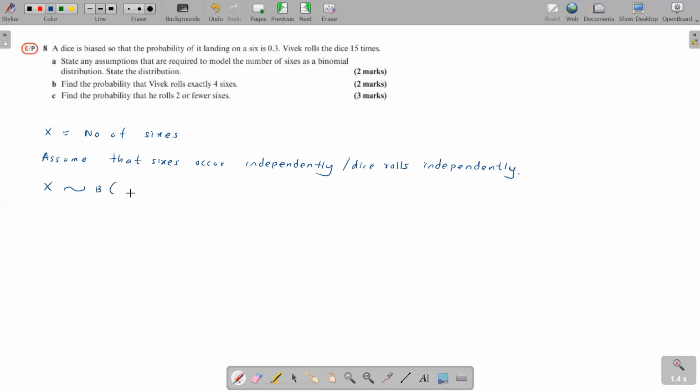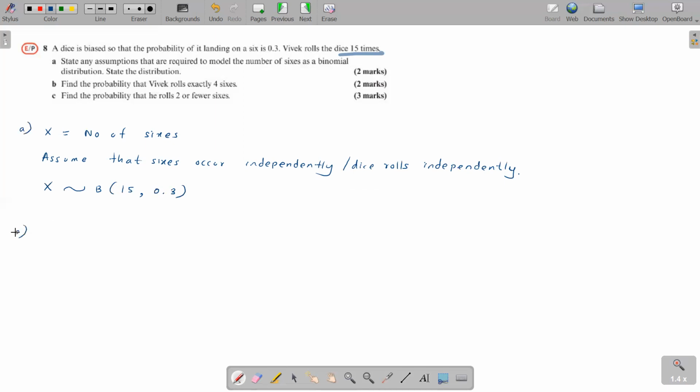What's the n comma p? N is the number of trials. How many trials do we have here? Vivek rolls the dice how many times? 15 times. So you have 15 trials. And what's the probability of success? The probability of success is getting a 6 because we are modeling the number of sixes. So that's 0.3. That's the part A answer.